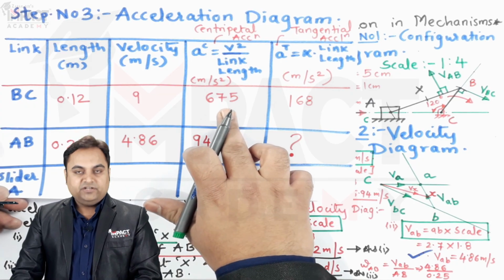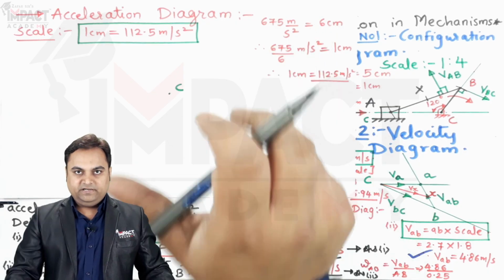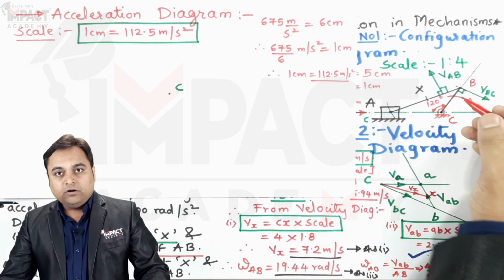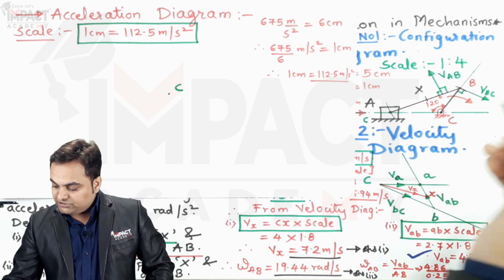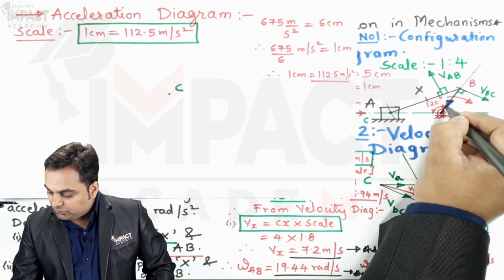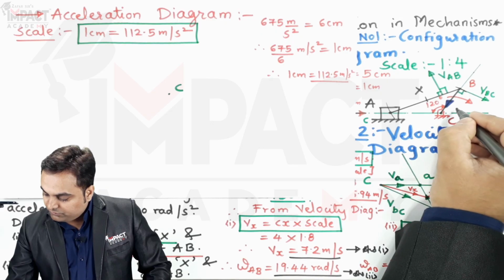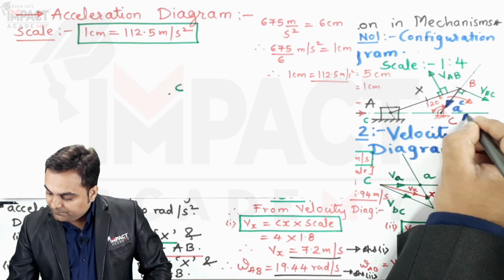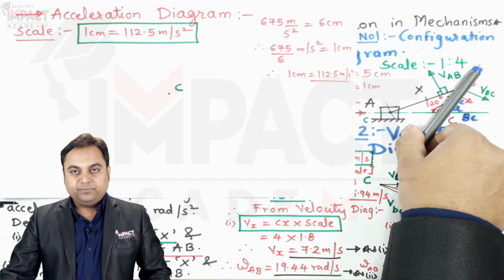So centripetal acceleration is 675, and when we fit it into the scale, it would be 6 centimeters in length. Now the centripetal acceleration for link BC would be acting towards its center of rotation. The center of rotation for link BC is point C, so its centripetal acceleration would be pointing towards this center C. So that we have to remember. This indicates the centripetal acceleration for link BC, pointing towards the center. Now we know the direction for the centripetal acceleration.